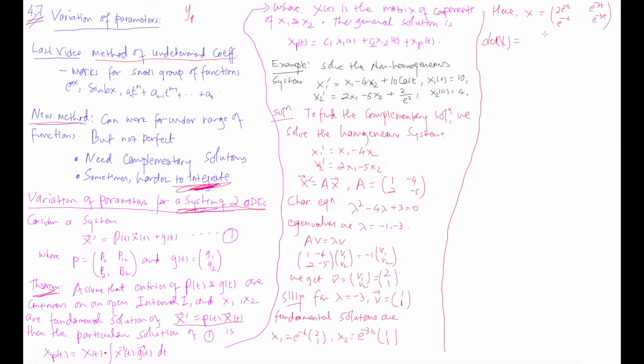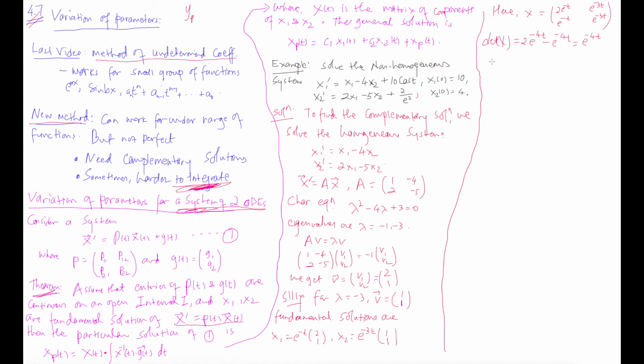Now what is the determinant of X? So the determinant of X is basically you find the determinant. 2e to the negative t times e to the negative 3t will be 2e to the negative 4t, right? 2e to the negative 4t, and then minus e to the negative 4t. So basically what you get is e to the negative 4t. That's what you get, the determinant.